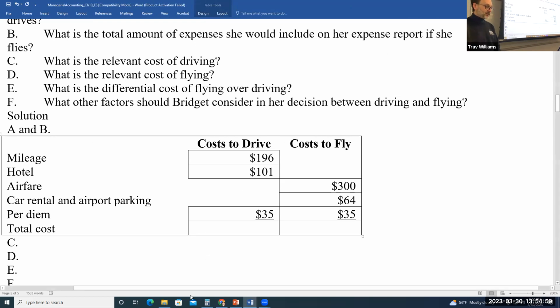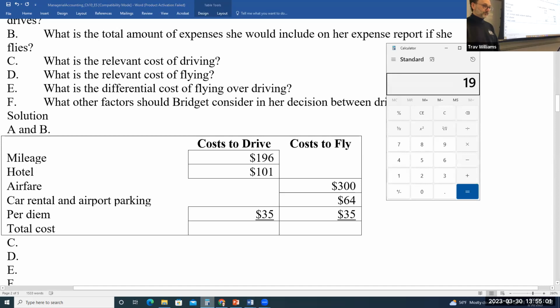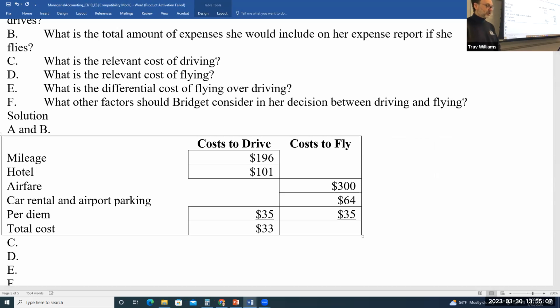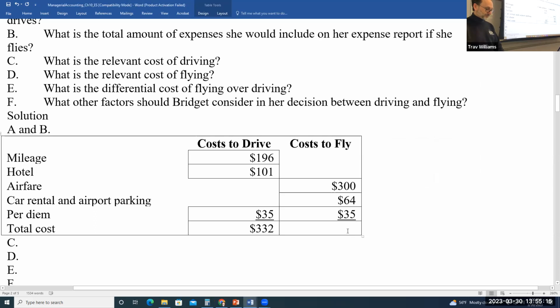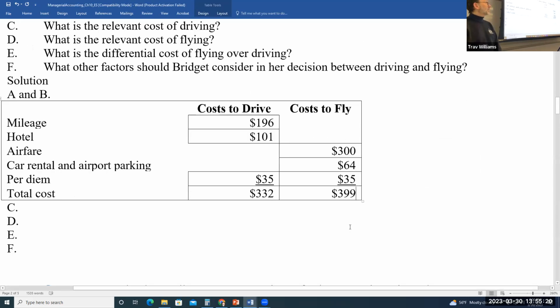So if we total it all up, we get $332 if she drives. That's the total cost. And $399 if she flies. Okay, so laying it out like that, it's pretty easy to see the comparison, right?